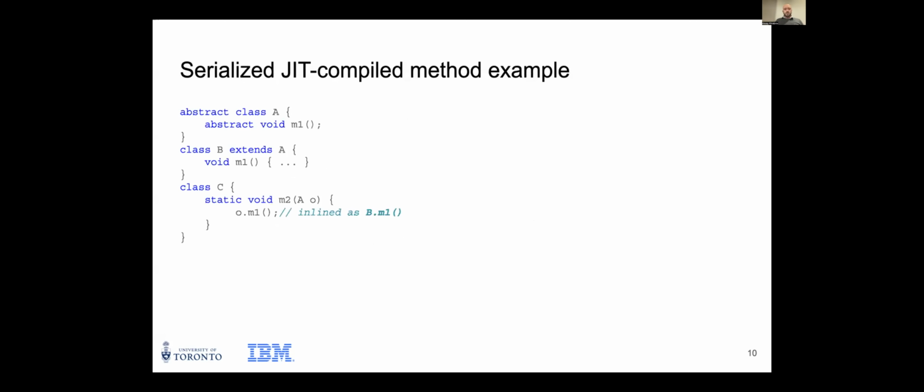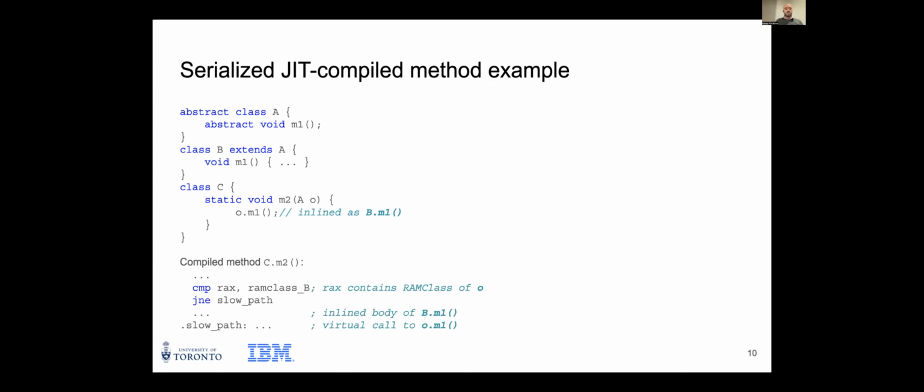So to give a concrete, quick example, imagine you have some code with an abstract base class, an implementation of this class, and some method in a different class that calls method M1 through type class A. But let's say in profiling, we determined that the actual target of this virtual call is normally class B. So we can inline this call as B.M1. This is called guarded devirtualization with inlining. It's one of the most important optimizations in the JVM.